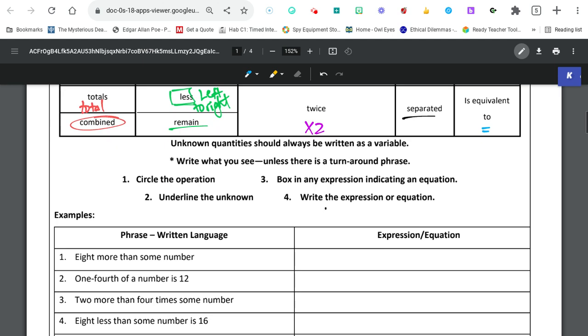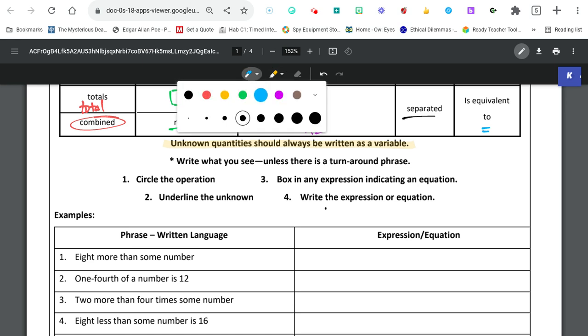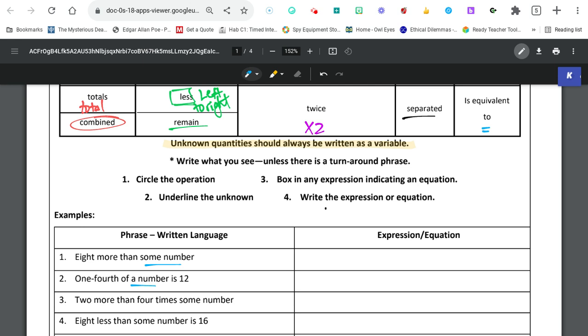All right, so after we go through the keywords, the next thing to do is just to be able to translate some of these phrases into expressions, all right? Key thing here, any unknown quantity should always be written as a variable. Now, I don't care what variable you use. I usually stick with X, but you can use whatever you want to. Just choose a letter and use it for something that we don't know. So if you see something like some number or a number, we don't know it. So we'll write it as a variable, okay?